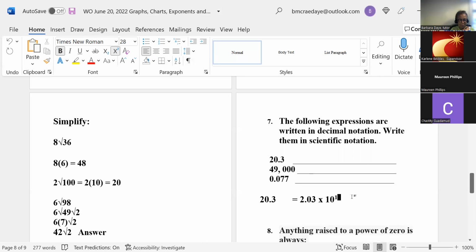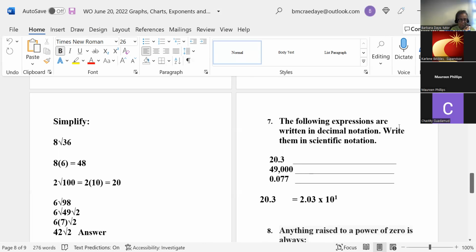Got it? Yeah. And since I'm moving it to the left, the power is positive. If I were moving to the right, the power would be negative. Okay. So that would be the answer for 20.3.